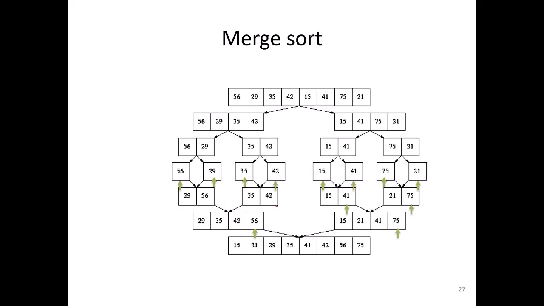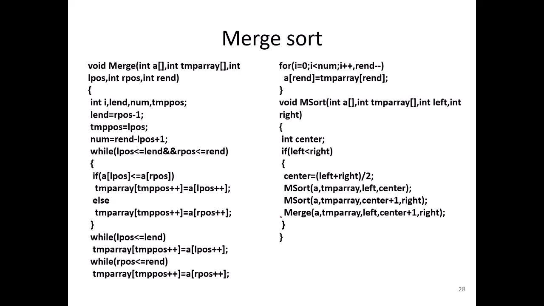the left array or right array does not have elements. If the left array does not have elements, we need to copy the elements which are available in the right array, or vice versa. So for the purpose we use a while loop again. If the left array contains any element, just check while left position is less than or equal to left end. If this condition is true, copy the left position value and store it into the temporary array. This is for the left array.